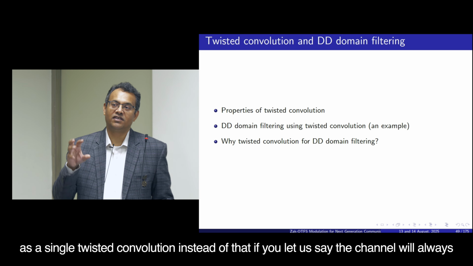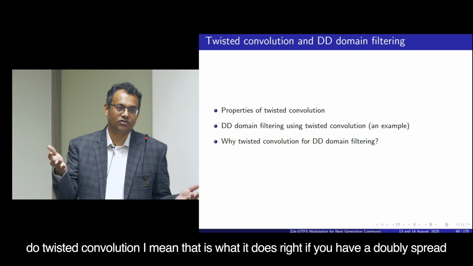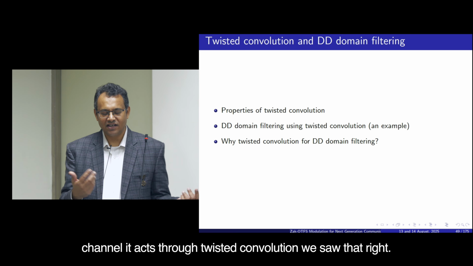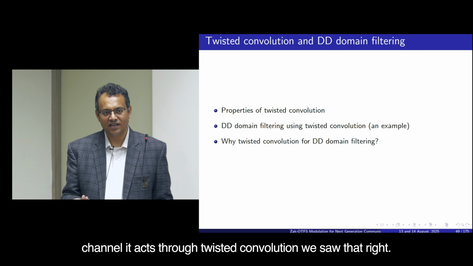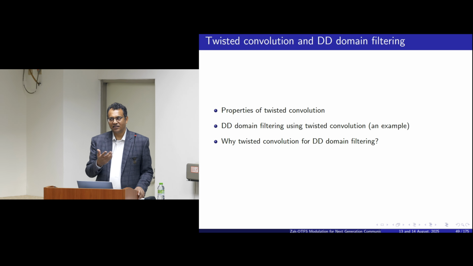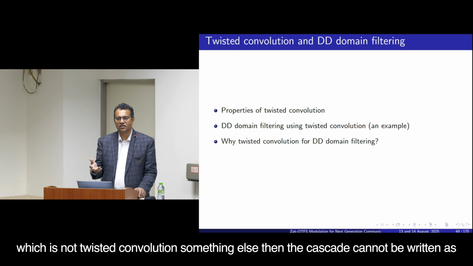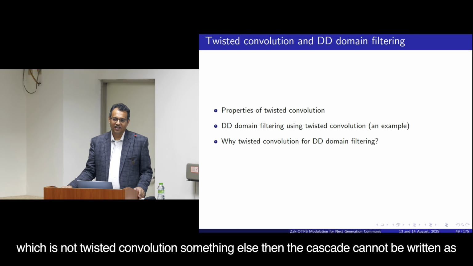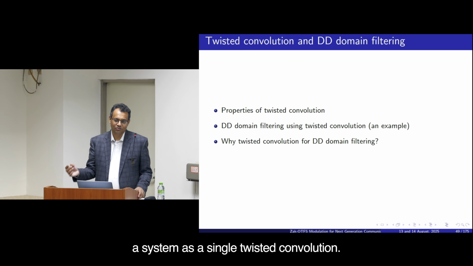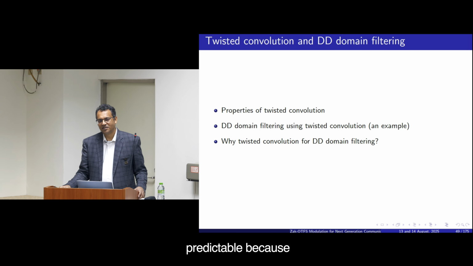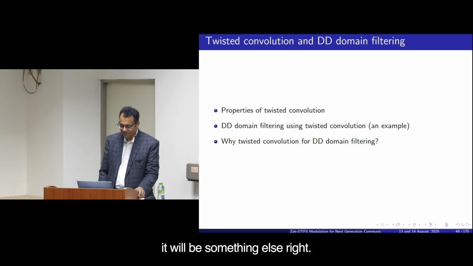Instead of that, let us say the channel will always do twisted convolution, I mean that is what it does, right. If you have a doubly spread channel, it acts through twisted convolution, we saw that, right. At the transmitter and receiver, if you do your filtering in the delay-Doppler domain which is not twisted convolution, something else, then the cascade cannot be written as a single twisted convolution, and then it is quite possible that your input output relation may not be predictable, because it will be something else, right.